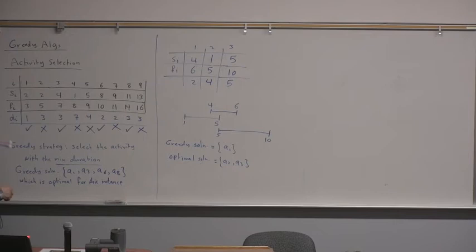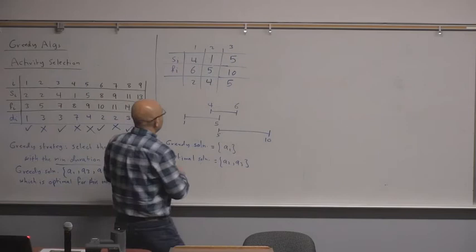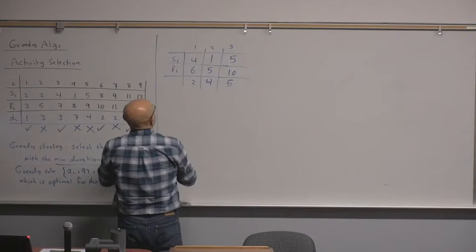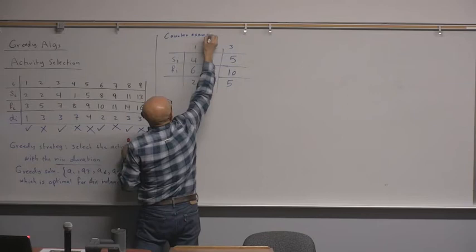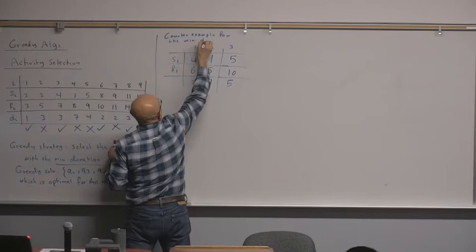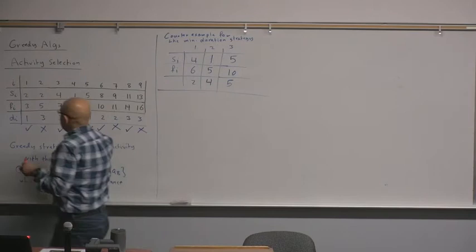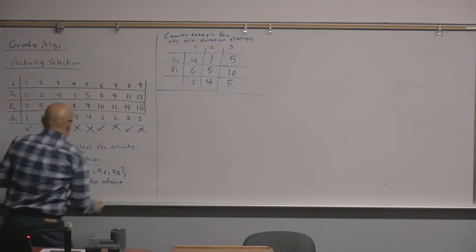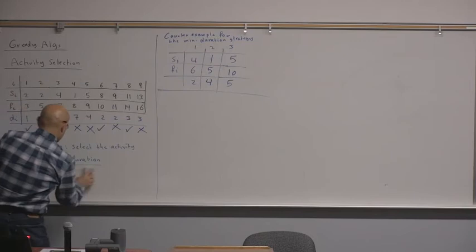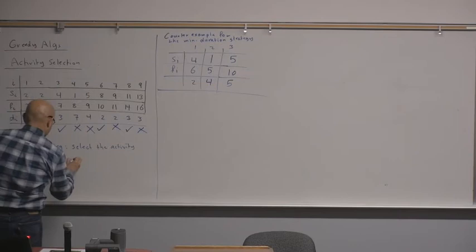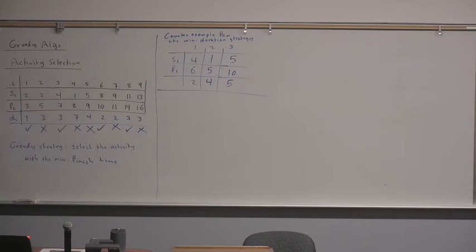But let's see how we can apply this first to this example. So this is a counter example for the minimum duration strategy. Now, if we look at the greedy strategy of selecting the activity with the minimum finish time, in this case, in fact, they are already ordered by finish time.